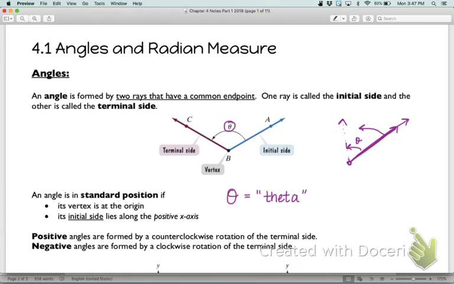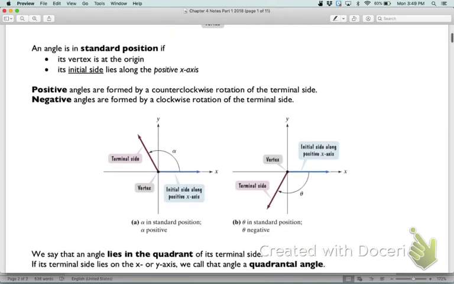So once we know where the initial side and the terminal side are, then it makes sense that we could draw angles in a whole lot of different ways if we didn't agree on a standard way to draw our angles. And so that's why we've determined the standard position for angles. An angle is in standard position if it has a vertex at the origin and its initial side lies along the positive x-axis.